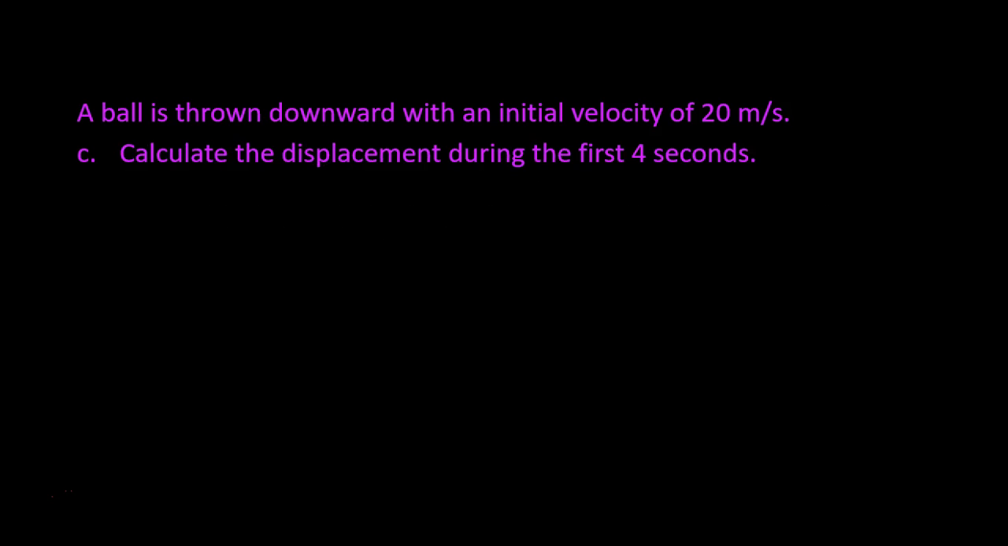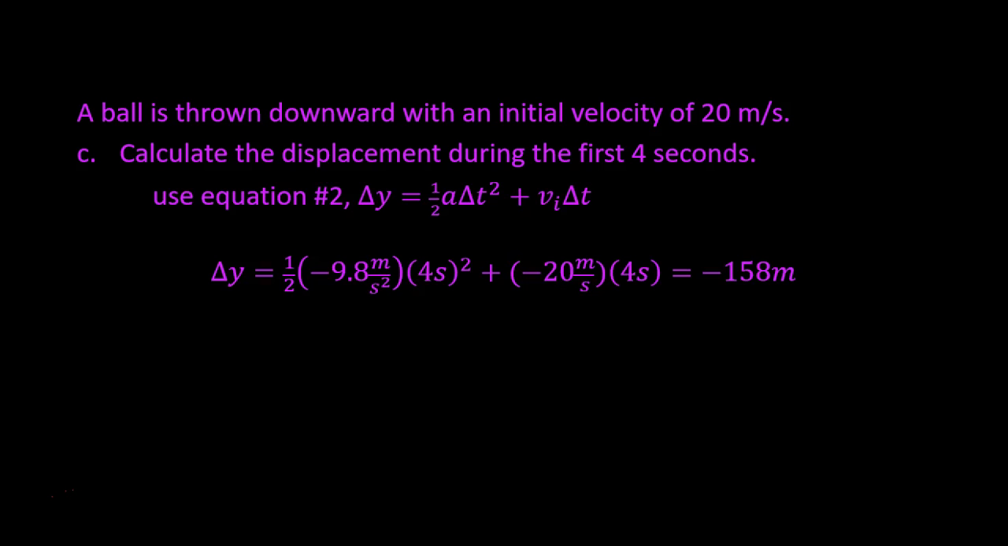Part C, calculate the displacement during the first 4 seconds. We're going to use equation 2 because we know the initial velocity, we know the elapsed time, and we know the acceleration. So we go ahead and plug in our values for the acceleration, the elapsed time, and the initial velocity, and we find out that the displacement is 158 meters in the negative direction.